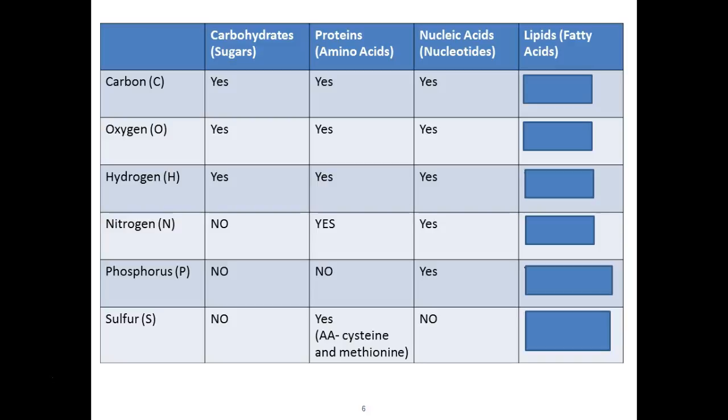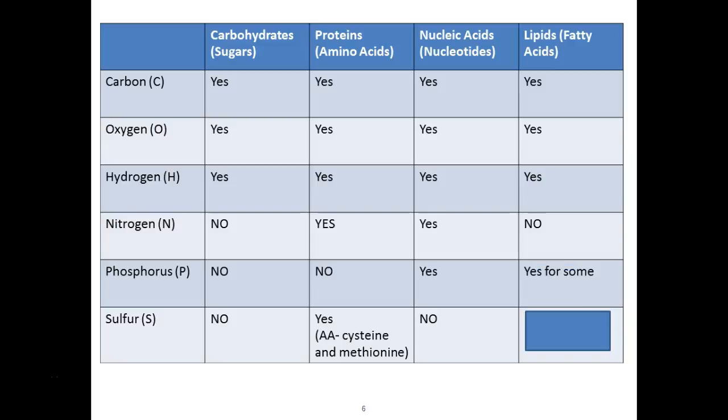Fatty acids, that make up things like lipids. So things that make up our membranes. So do they contain carbon? You betcha. Oxygen. Yep. Hydrogen? Yep. Nitrogen? No. No nitrogen. Do they contain phosphorus? Yeah. Some of them do, right? Because what are our membranes made out of? Phospholipids. So yes for some.